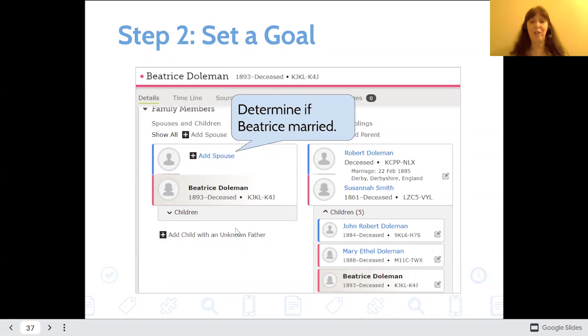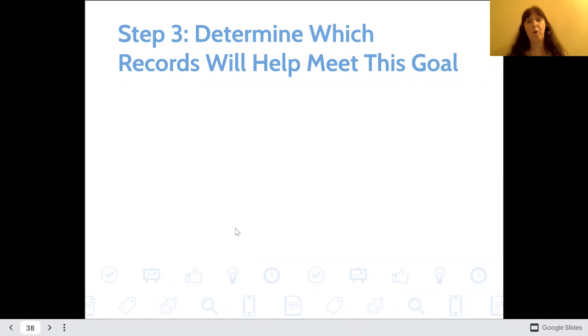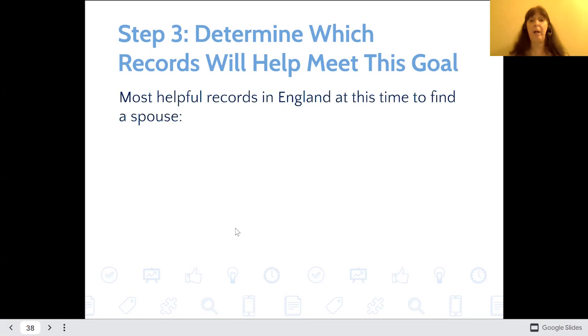Next thing is to say, okay, what records would help me in this goal? If you've researched in an area quite a bit, you'll probably be able to answer that question fairly easily. But if you haven't, that's where the wiki could come in handy. If you hadn't researched in this area of England in Derbyshire before, you could go to the wiki, search on Derbyshire and see what records are available for that county. But in this case, I've researched in Derbyshire enough and in England enough that I'm comfortable that there are key records that will help us meet the goal.